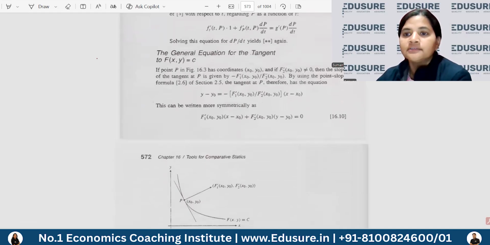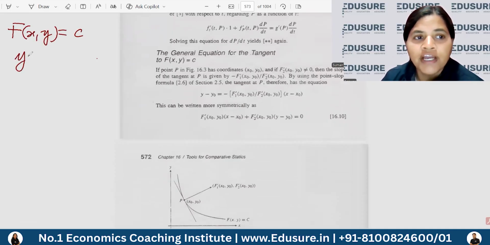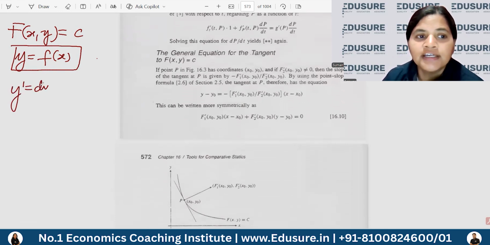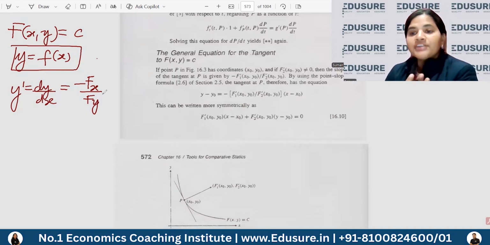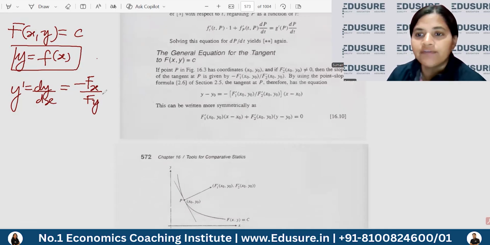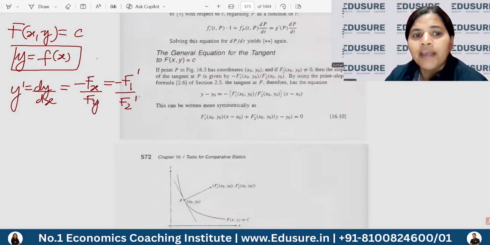So we know that if I have a function of two variables, f(x,y), and it is equal to a constant c, and we know that y is a function of x, then we could find out that y dash, which is dy by dx, is minus fx divided by fy. So the derivative was minus fx by fy, where fx is the partial derivative with respect to x and fy is the partial derivative with respect to y. That is first and second variables respectively. So if you have a lot of variables, we write it as minus f1 prime divided by f2 prime.